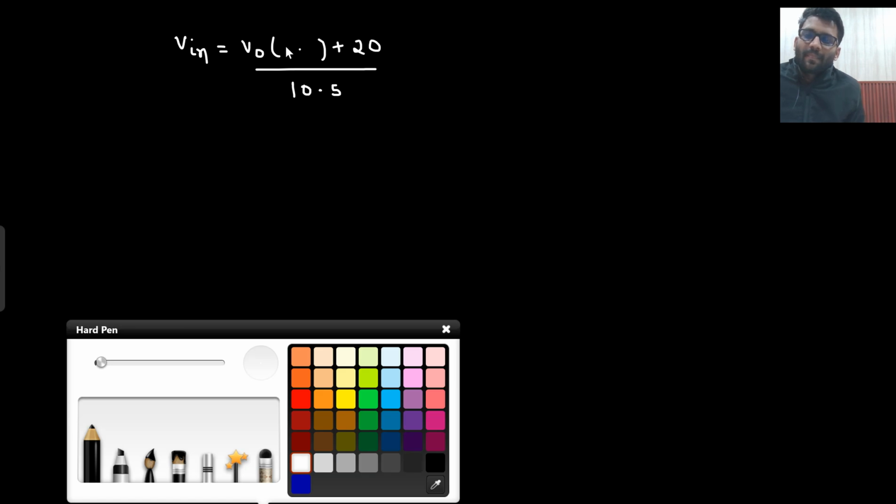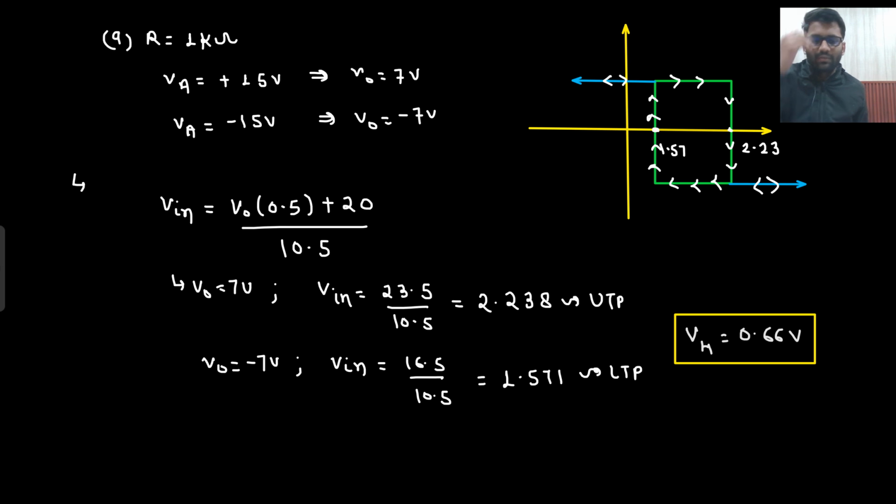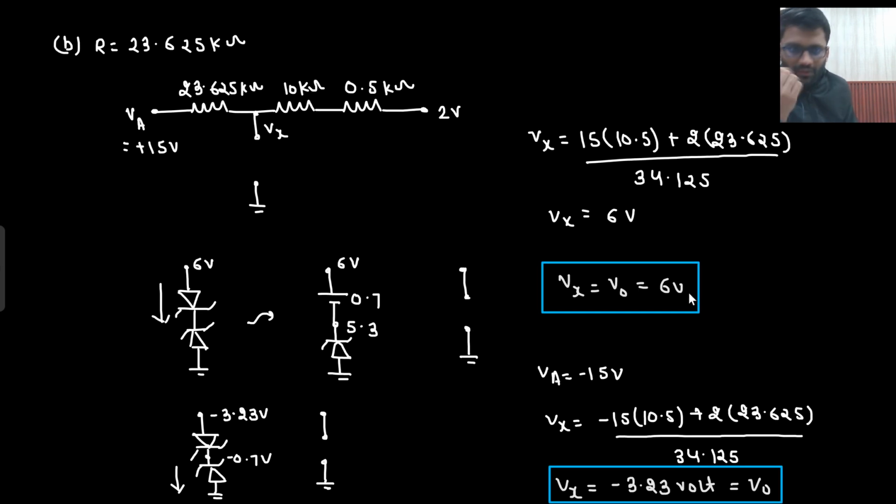V naught into 0.5. This is what we used to do, right? Yeah. So now we need to put the values. V naught equals 6 volt you will put, V naught equals minus 3.23 volt you will put. So getting started, V naught equals 6 volt I am putting.